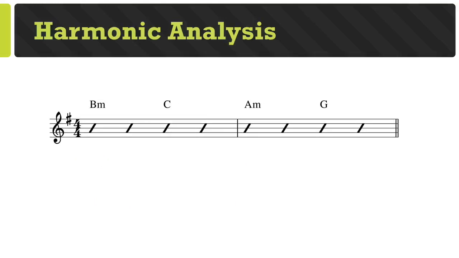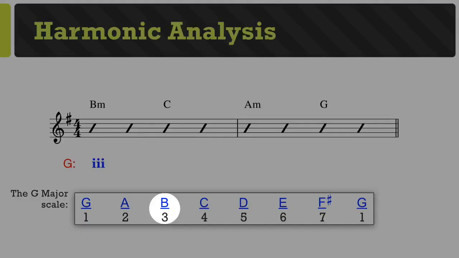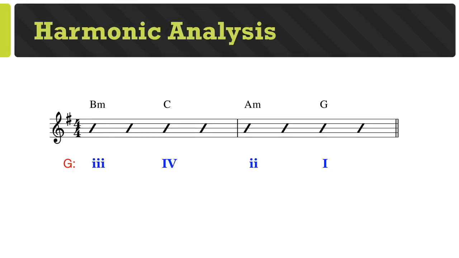This 2-bar passage is written in the key of G. By referencing the G major scale, we can see that the order of these chords is 3, 4, 2, 1. This is the correct harmonic analysis for this chord progression in the key of G.